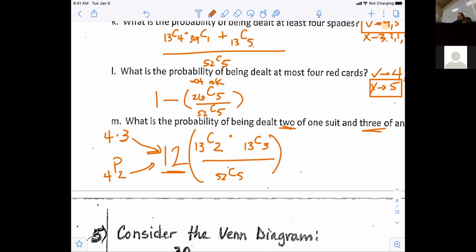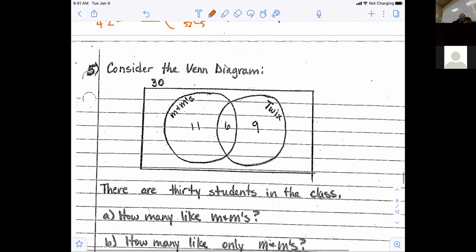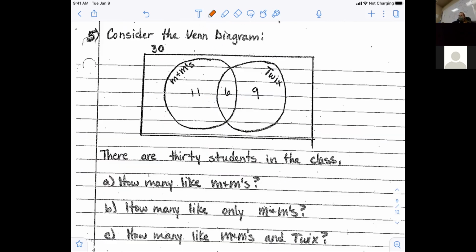We're doing some Venn diagrams. They were really excited about the Venn diagrams because it was super easy. You can get all in your head about Venn diagrams, so let's keep it as simple and basic as we can. In this example, I've got 30 students in a class, and I have asked them whether they like M&Ms or whether they like Twix.